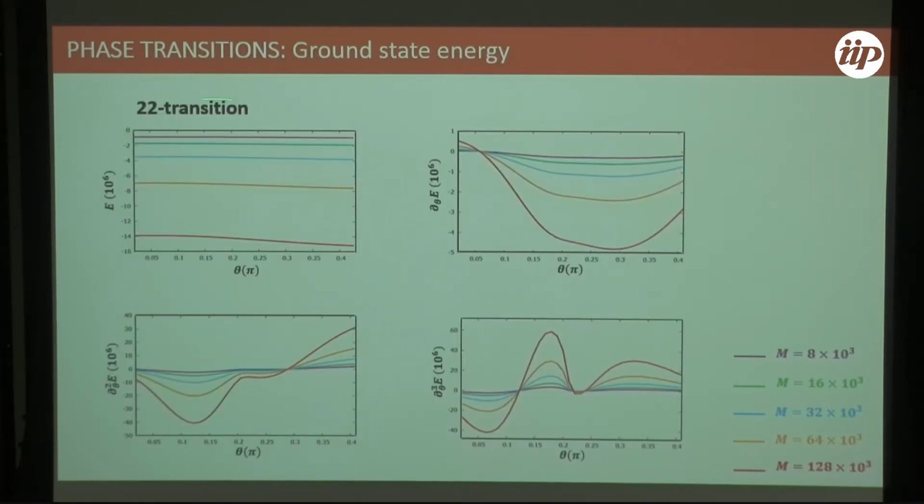However, if we look at, say, a 2-2 type of transition, a transition connecting a topological insulator to another topological insulator, here you see the ground state energy, first derivative, second derivative, third derivative.